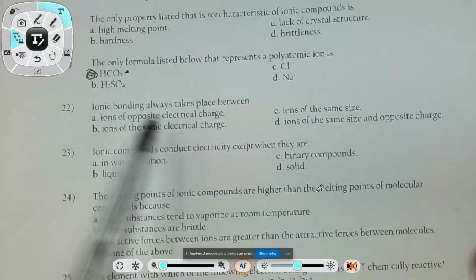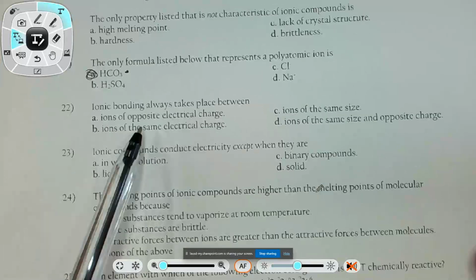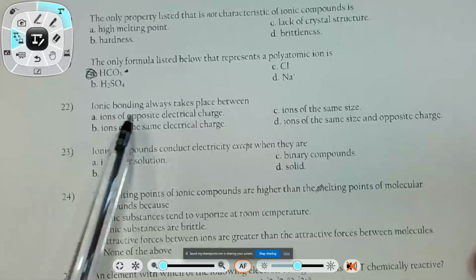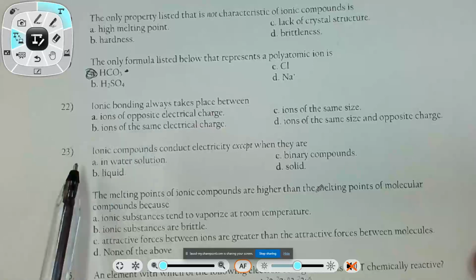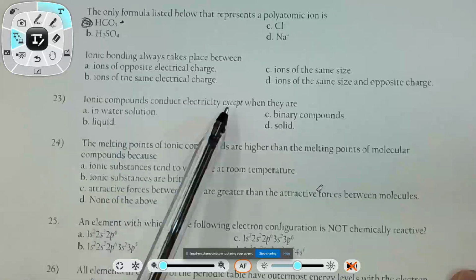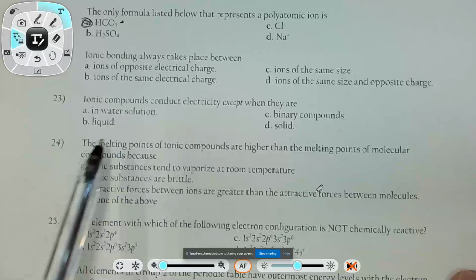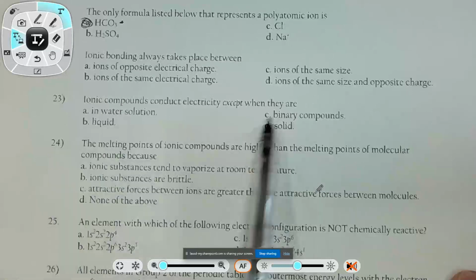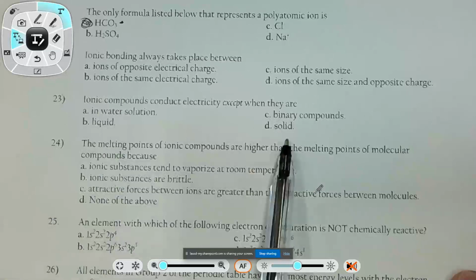Ionic bonding always takes place between opposite charge ions. So always takes place between a metal and a non-metal, and they always have opposite charges. 25, ionic compounds conduct electricity in water except when they are solid. So they can't, we talked about that earlier, it can't be a solid state.